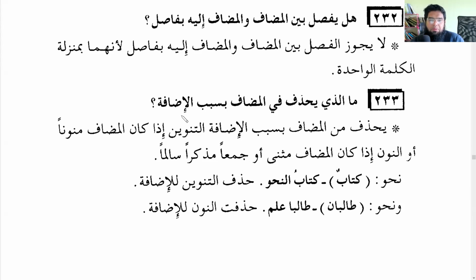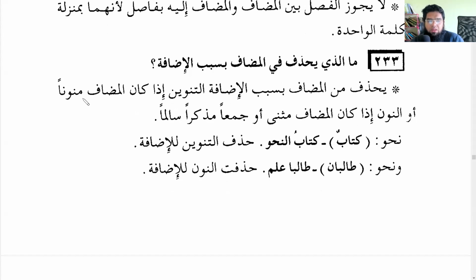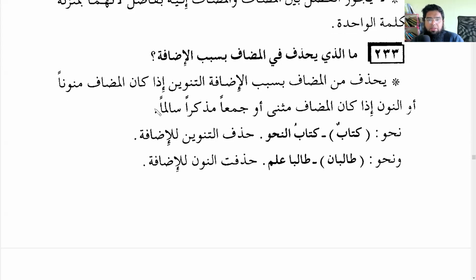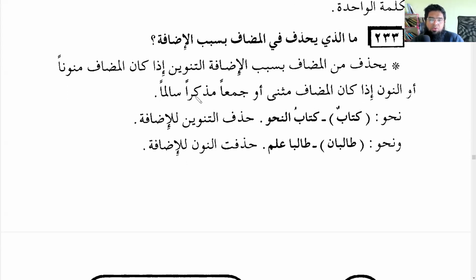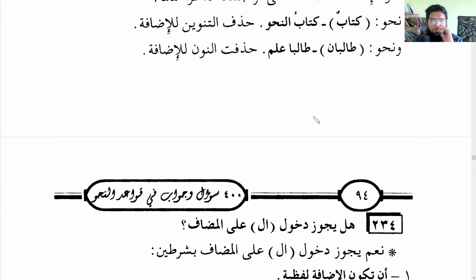ما الذي يحذف في المضاف بسبب الإضافة؟ And what is the thing which the mudaf is omitted because of إضافة? يحذف من المضاف بسبب الإضافة تنوين. تنوين is omitted in مضاف إذا كان المضاف منونا. أو النون إذا كان المضاف مثنى وجمع مذكر سالما. If it is dual or plural, the nouns are dropped. For example, كتاب. If you say كتاب نحوي, the تنوين is dropped. حذف التنوين للإضافة. طالبان طالبا علم, حذفت النون للإضافة.